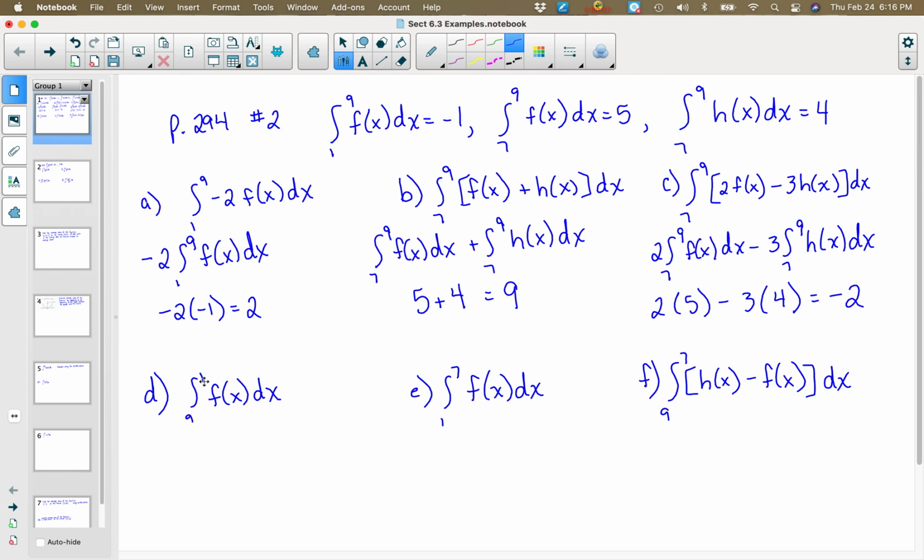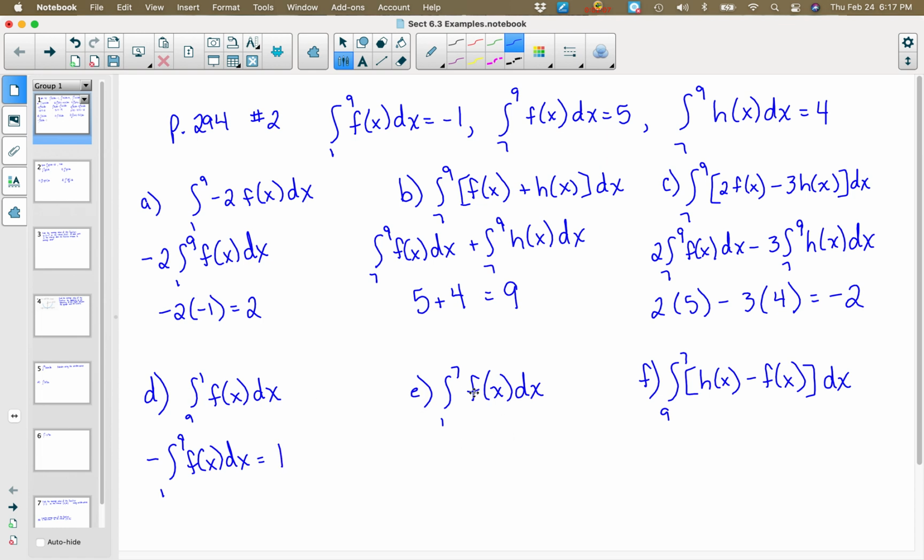So in part D, we have the integral from 9 to 1, and we had been given from 1 to 9. So remember that when you switch the limits of integration, that just changes the sign. So we're using this rule here. So this is just going to equal the opposite of -1. So we just get 1.